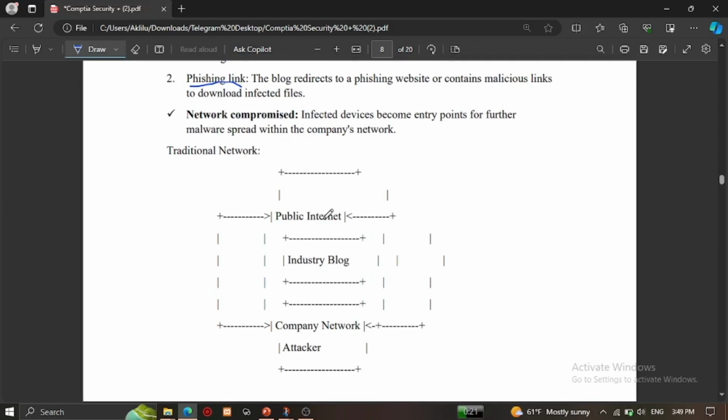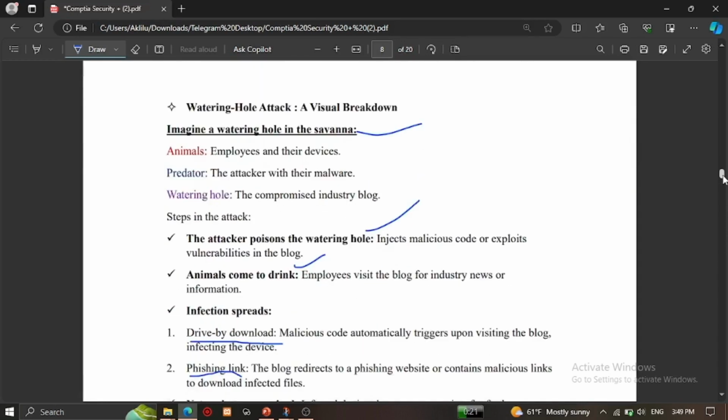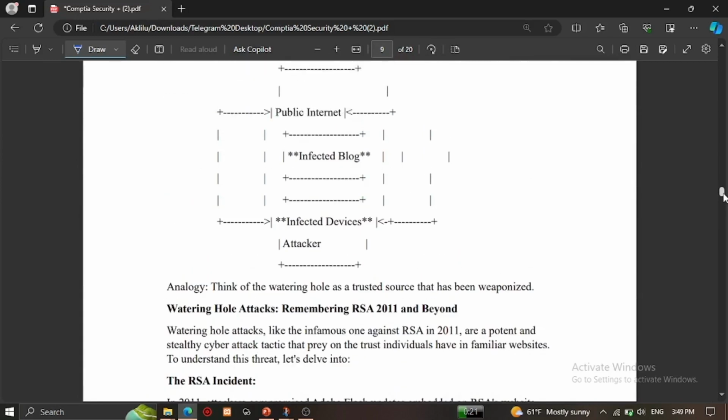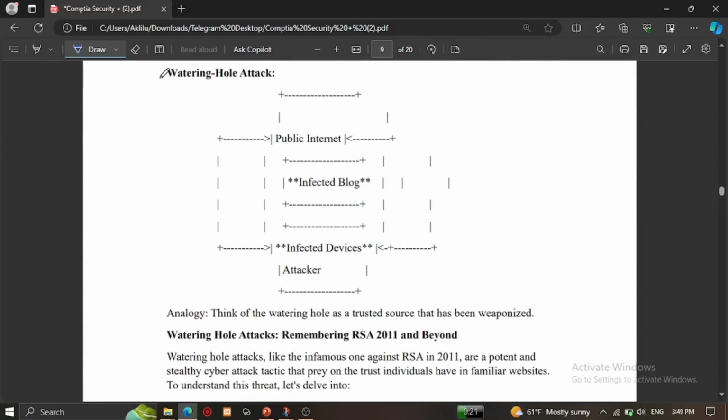In a traditional network, we have the public internet, then the industry blog, then the company network. So the employee, here is the employee, comes to visit the industry blog, while the affected one could be like this. Watering hole attack.